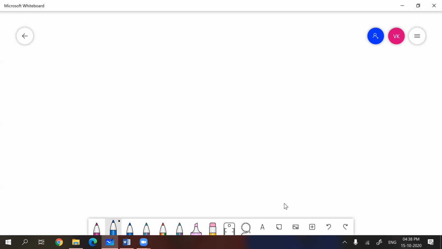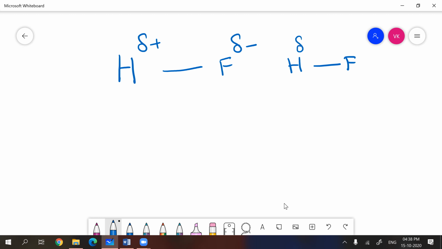So this is hydrogen, having partial positive charge, and fluorine, partial negative charge. Take another molecule of hydrogen fluoride, hydrofluoric acid; this will get a positive charge and this a negative charge. Now you can see that between these two, because one is negatively charged and the other is positively charged, there exist attractive forces. These forces of attraction are said to be hydrogen bond.